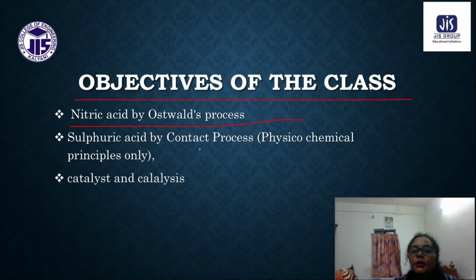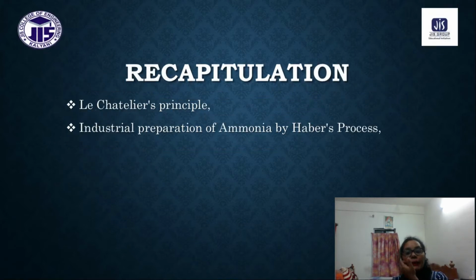Next we will also see sulfuric acid by the contact process. We will discuss how we use the contact process for the synthesis of sulfuric acid, and also some of the catalysts and catalysis. What are catalysts, and what is the important role of the catalyst in the reaction, that also we will discuss. Okay, so this is a recapitulation.